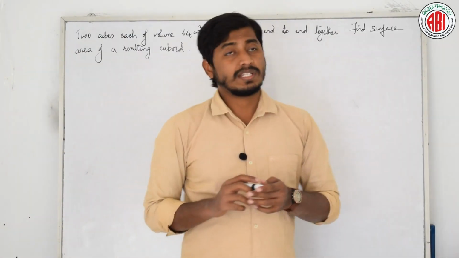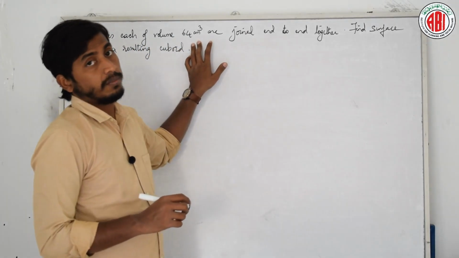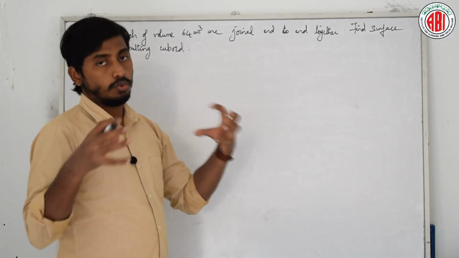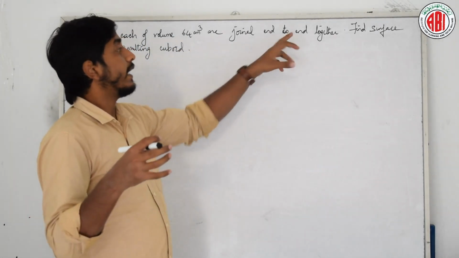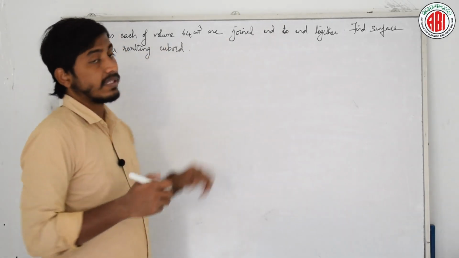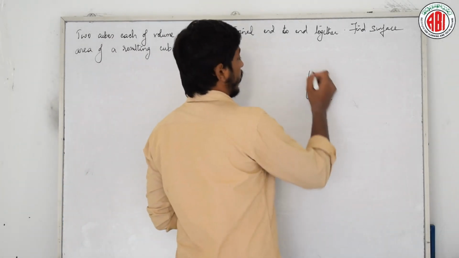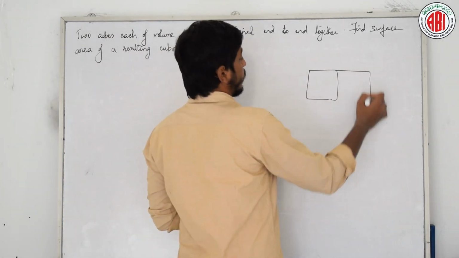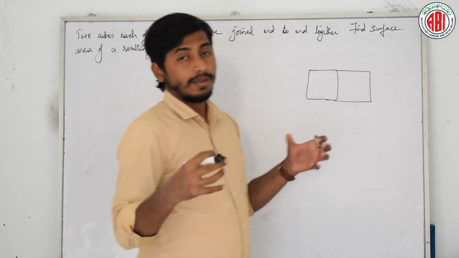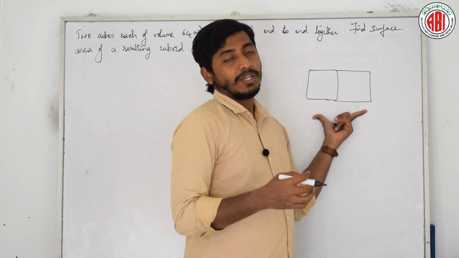Let's do. The question given here is that 2 cubes, each of volume 64 centimeter cube, are given. That is 2 cubes. They are joined end to end like this. He is telling us to find the surface area of the resulting cuboid. Say if this is one cube and this is one more cube, by combining them, obviously this will become a cuboid.